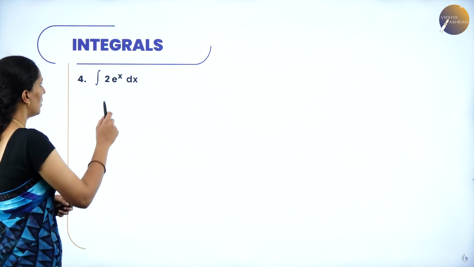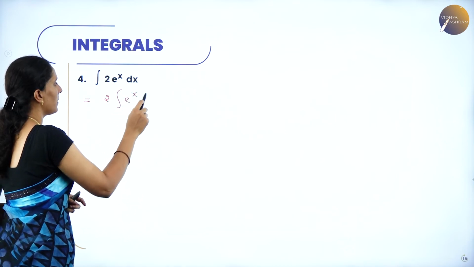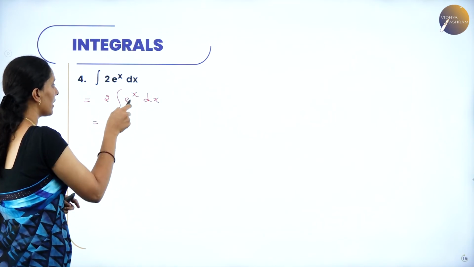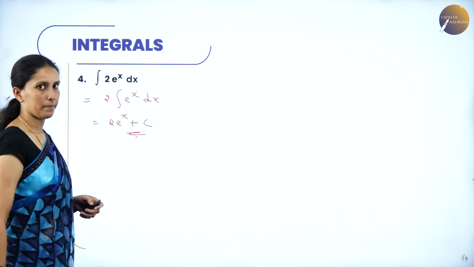Next, 2 into e power x. Take 2 outside, e power x dx, and integration of e power x is e power x only. So 2 e power x plus c.